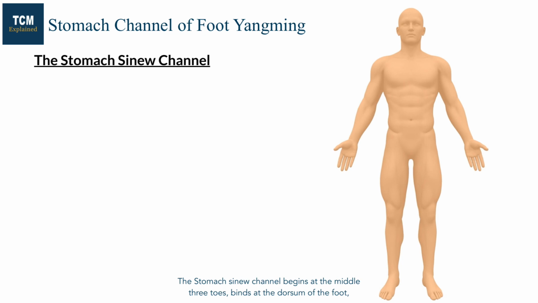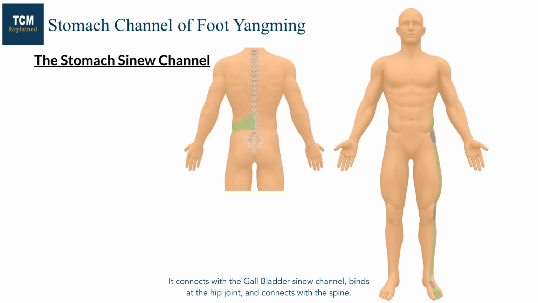The stomach sinew channel begins at the middle three toes, binds at the dorsum of the foot, goes up along the lateral aspect of the tibia, and binds at the lateral aspect of the knee. It connects with the gallbladder sinew channel, binds at the hip joint, and connects with the spine. There is a branch that goes along the tibia and binds at the knee and pelvic region above the genital.